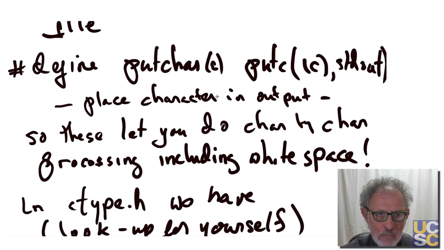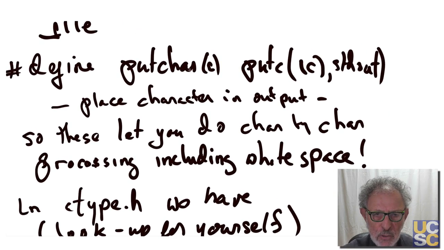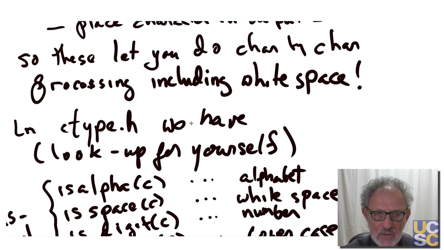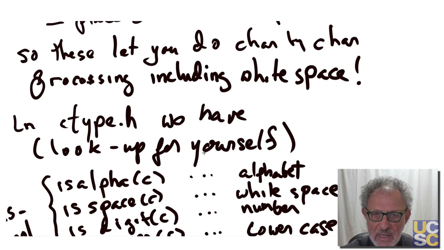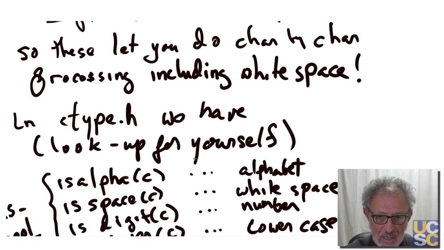There's an equivalent output macro, which is called putchar of c, which means put a character, namely the character c, into stdout. Again, stdout is predefined to be your screen. So these simple macros let you do character by character processing, which includes using whitespace, which is a little different than using printf and scanf, where whitespace might cause a hiccup.